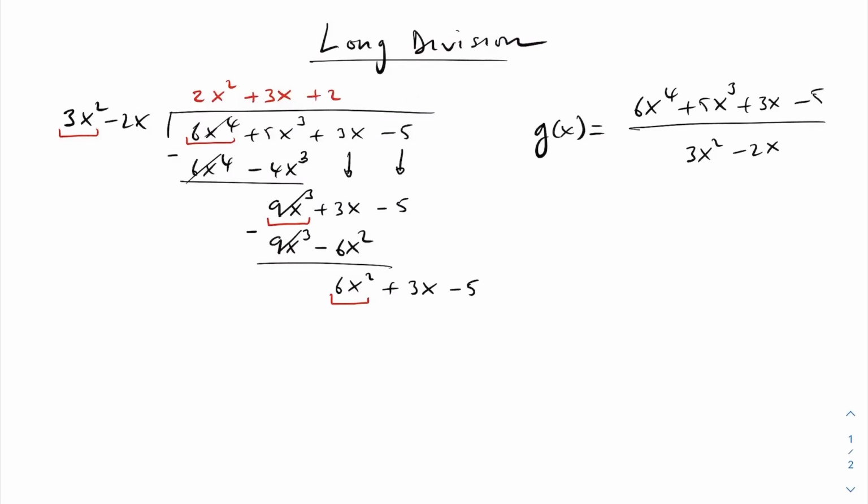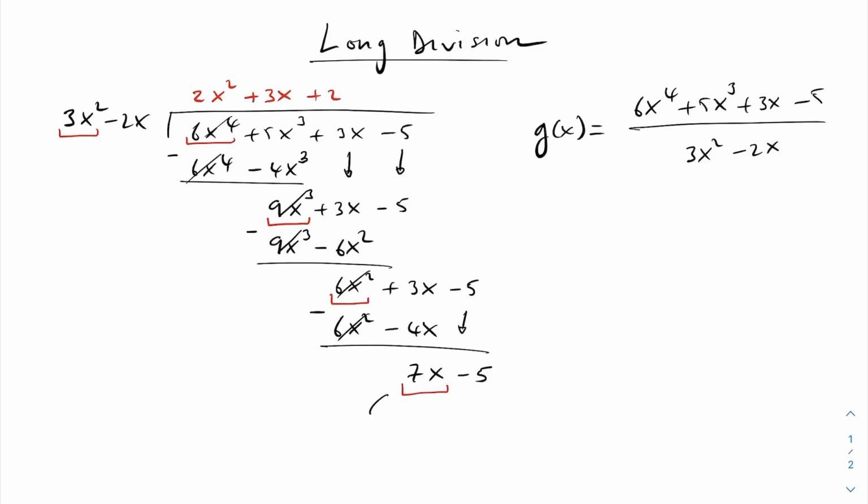So 2 times 3x squared should give us 6x squared. And then 2 times negative 2x should give us negative 4x. Subtracting these two terms is going to cancel the leading terms first. And then we're going to have 3x minus 4x, giving us 7x. And then negative 5 would just be brought down because there's nothing to subtract it with. And so if you're looking at this last one here, the leading term here is 7x.